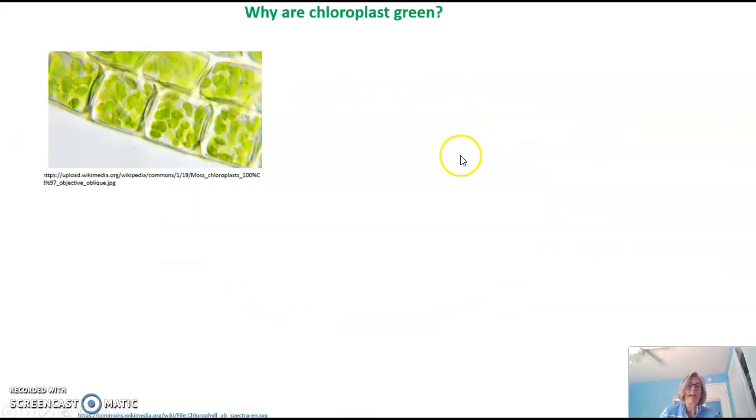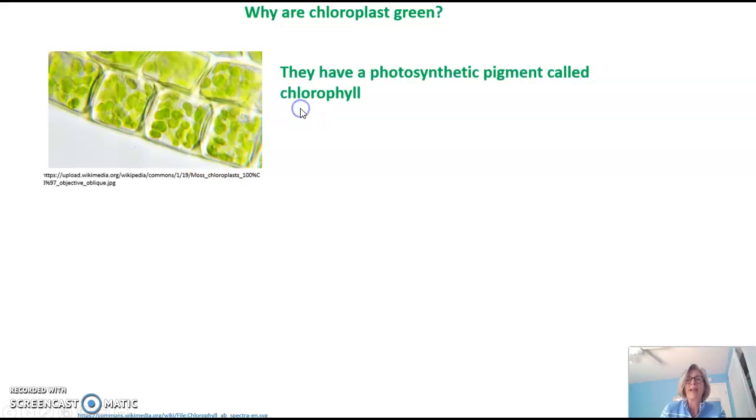So why are chloroplasts green? You can see here in a light microscope, such as we have in the classroom, these blobs here are chloroplasts, and they are the part of the plant that is green. The rest of the plant cell might look slightly green only from reflected light. The chloroplasts are actually the only green parts of the cell. It's because they have a photosynthetic pigment called chlorophyll.